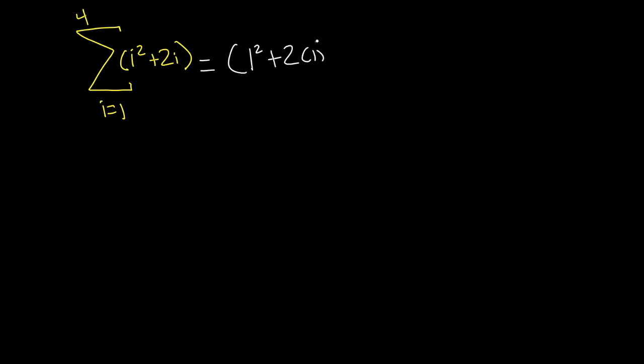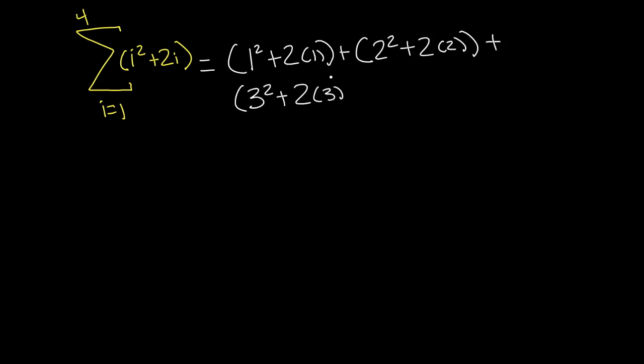Let's give you a new problem. The sum from i equals 1 to 4, and inside here, we're going to have i squared plus 2i. Let's just work this out directly. So this is equal to 1 squared plus 2 times 1, plus 2 squared plus 2 times 2, plus 3 squared plus 2 times 3, plus 4 squared plus 2 times 4. And again, we could say we're done. Down tools, that's it. But let's break this up for our own purposes.